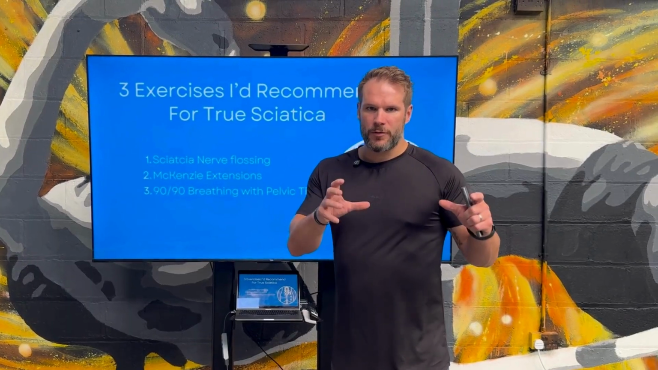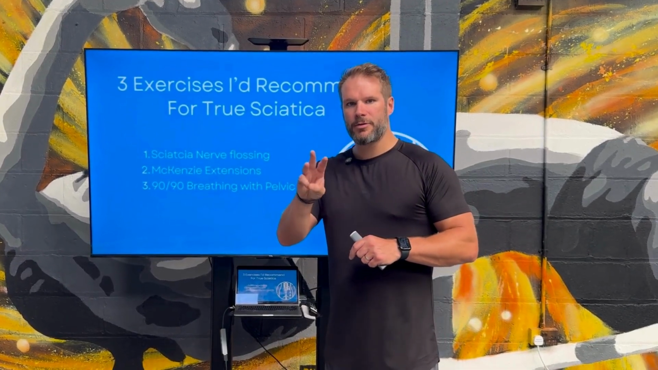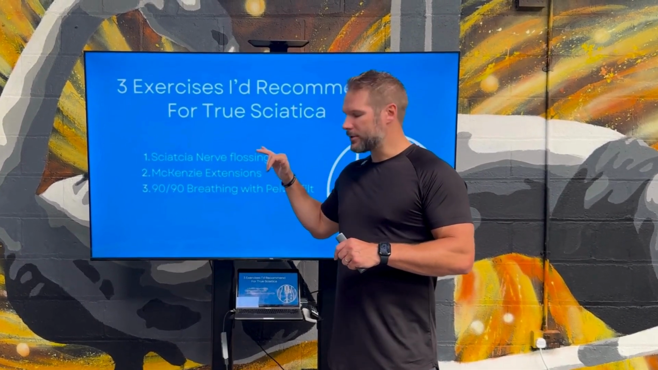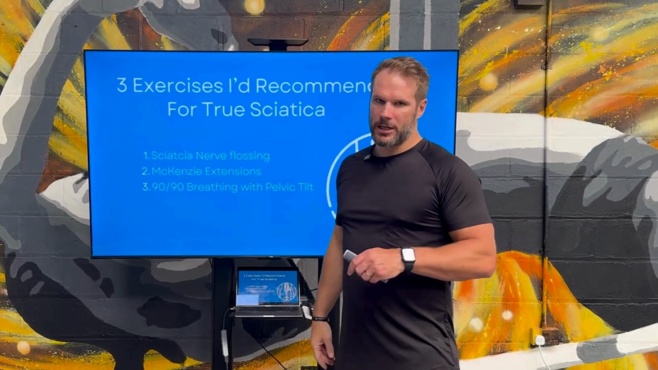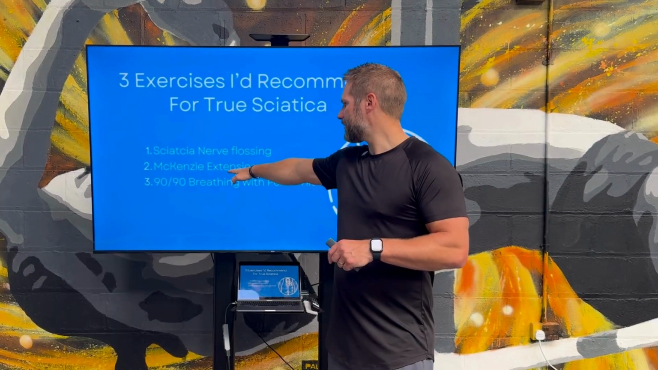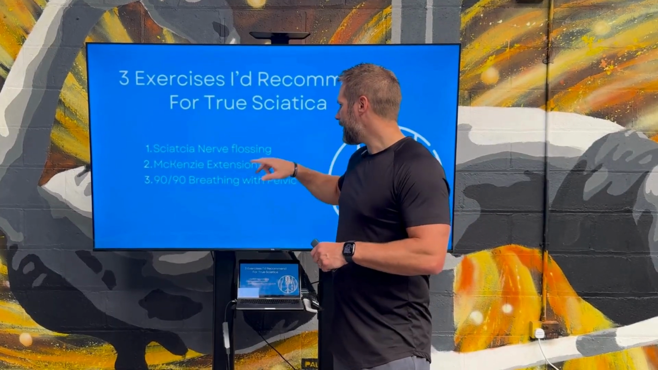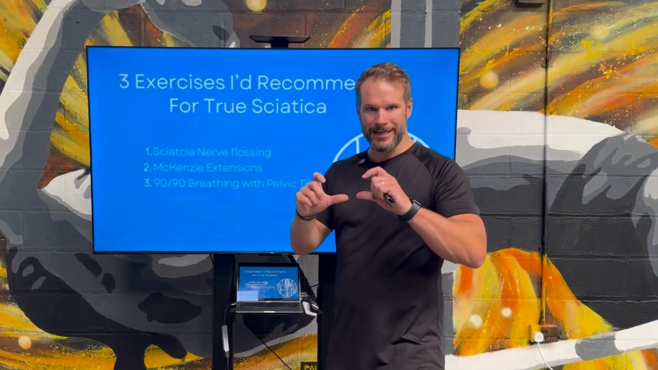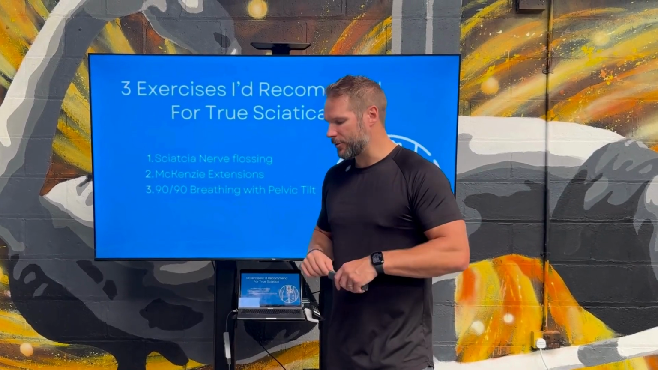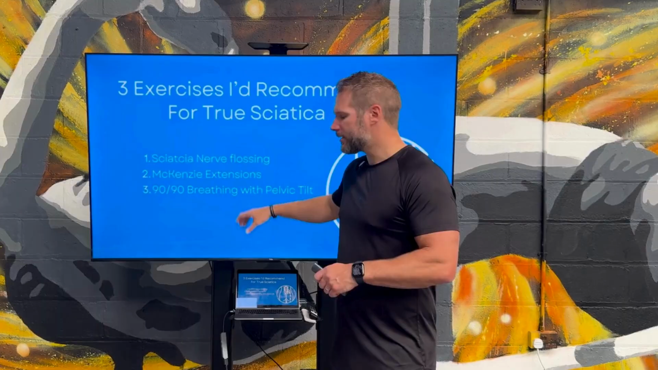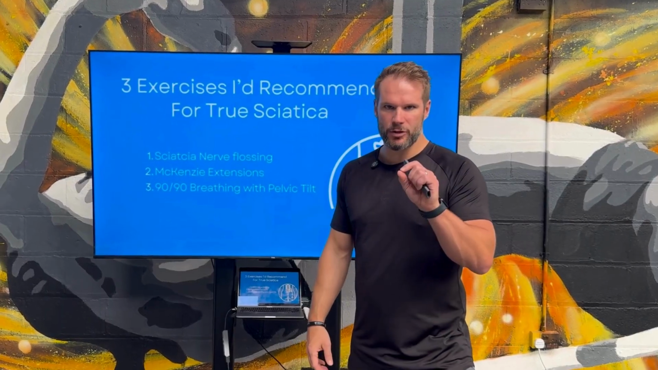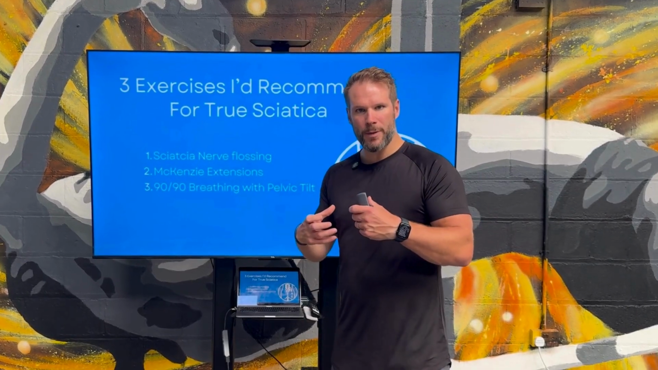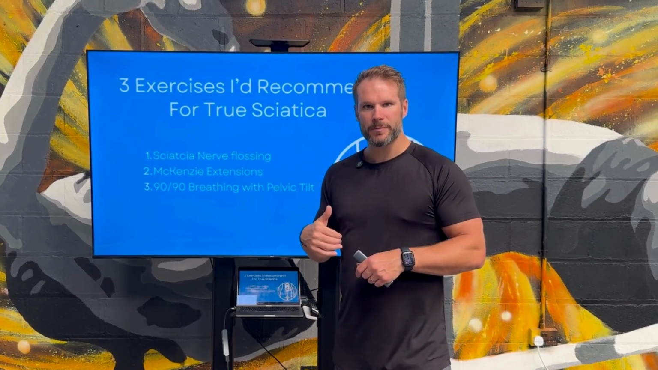So if you're suffering from true sciatica, these are the 3 exercises that I would start with to deal with it, okay? So the first one is sciatic nerve flossing, second one is McKenzie extensions, and third one is 90-90 breathing with a pelvic tilt, okay? So you're lifting and tilting your pelvis. All these are designed to take pressure off that nerve root, create a bit of space in your lower back, and reduce down your symptoms.